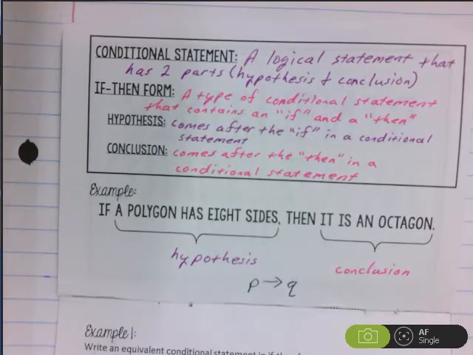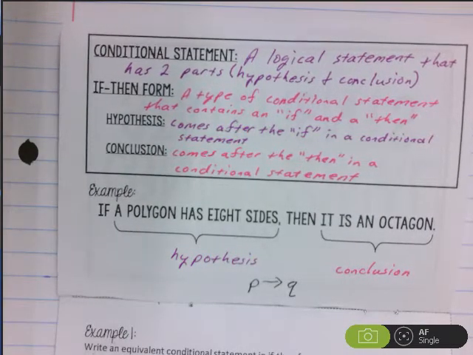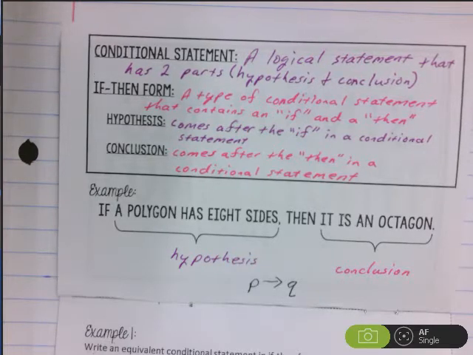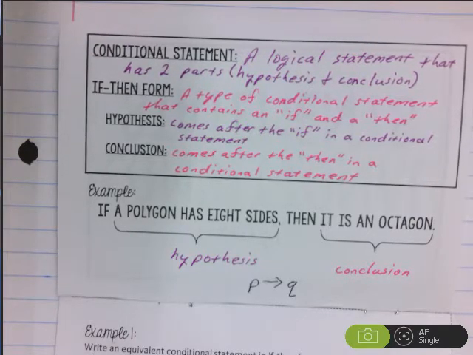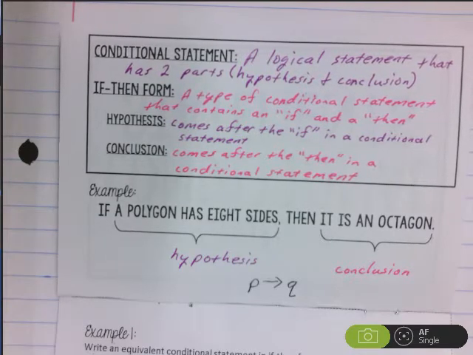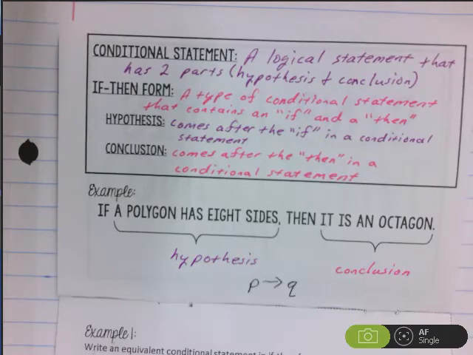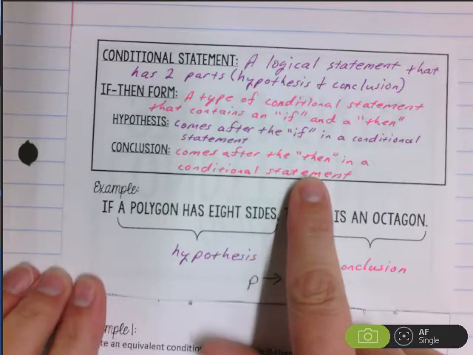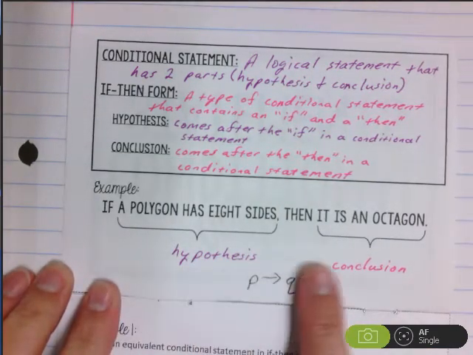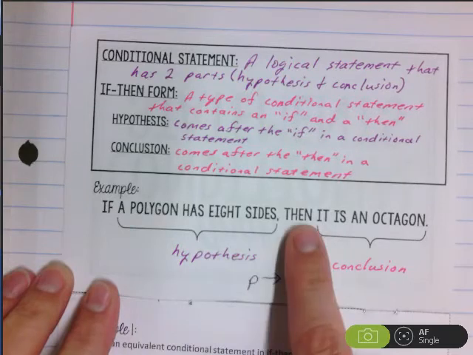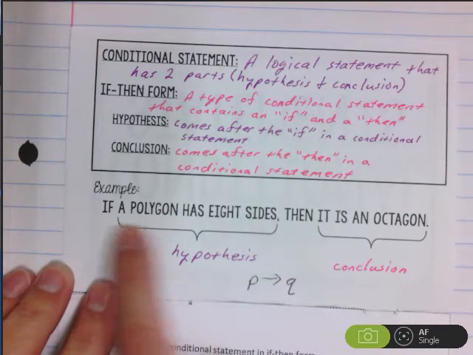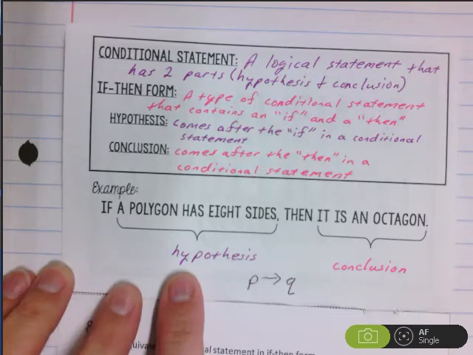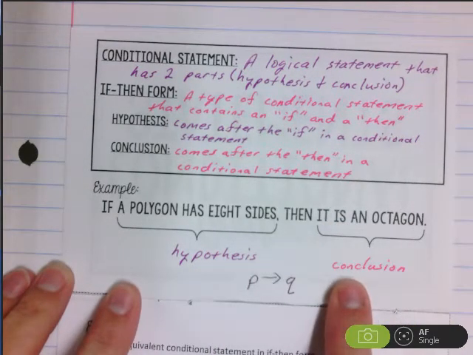So a conditional statement is just a logical statement that has two parts. It has a hypothesis and it has a conclusion. Then we're going to start with the if-then form. That's just a conditional statement that actually has the words if and then in it. The hypothesis comes after the if portion, and the conclusion comes after the then portion in our conditional statement. So if you look at our example, if a polygon has 8 sides, then it is an octagon. The if a polygon has 8 sides is our hypothesis. It is an octagon would be our conclusion.